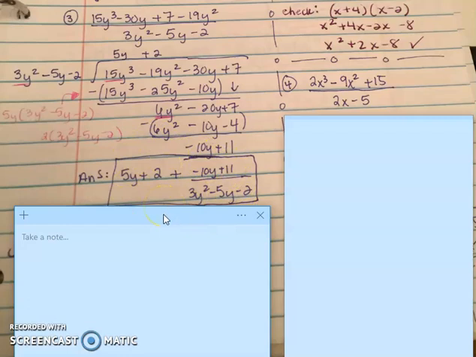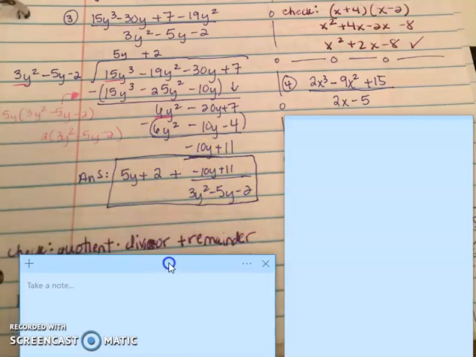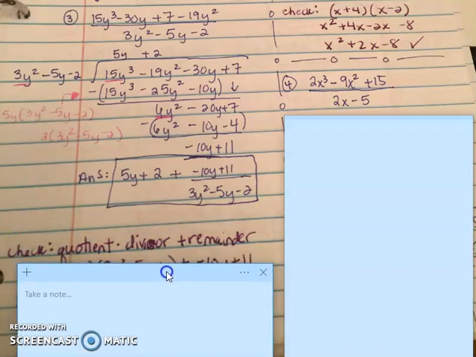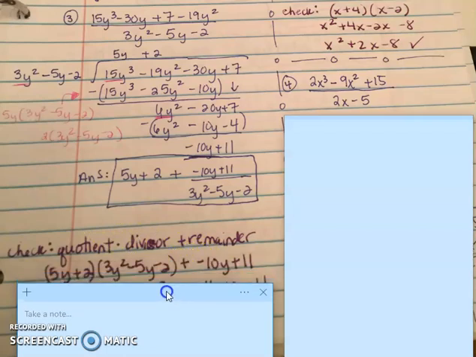Now you could check this, which is what we're actually going to do right now. In order to check it, remember from the page before, you take the quotient, you multiply it by the divisor, and then you add the remainder. And when you do this, you should get back your dividend. So in this case, we'll take 5y plus 2. We're going to multiply it by 3y squared minus 5y minus 2. So this is my quotient, this is my divisor, and then I'm going to add on my remainder.